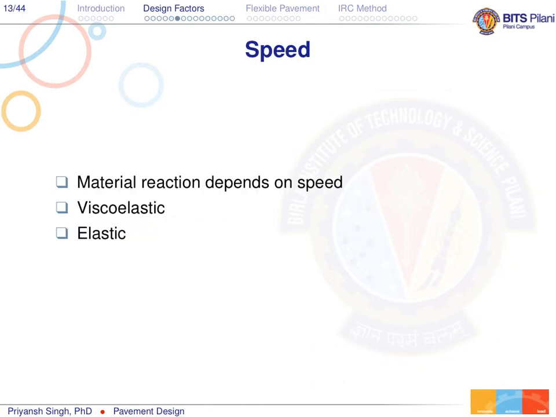Then the speed of the vehicle: the material reaction depends upon the speed. We have already seen the rate of loading while I was demonstrating in the class with the silly putty material. You have already seen the importance of this speed or rate of loading in all the bituminous testing you have performed in the lab. Normally the material is viscoelastic, that's why this is required.